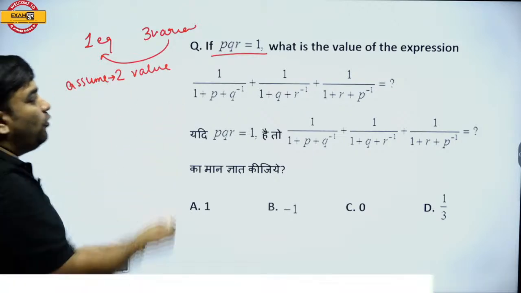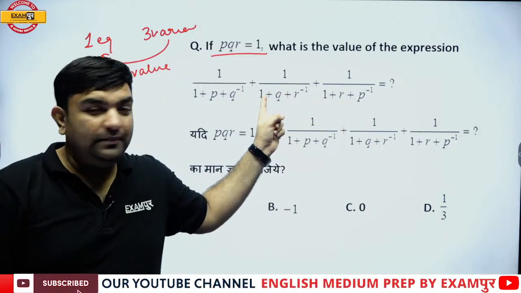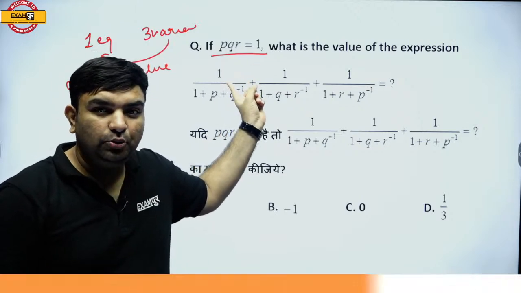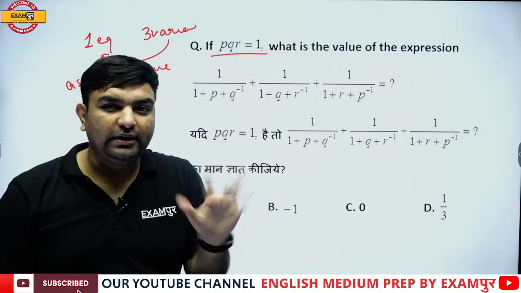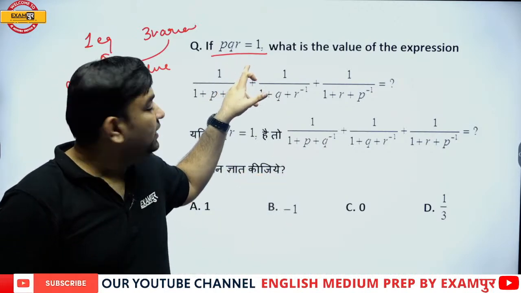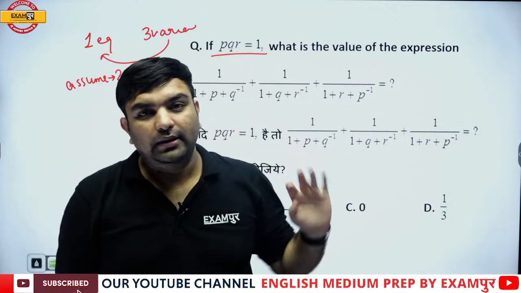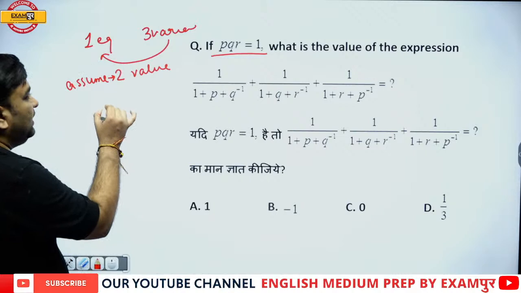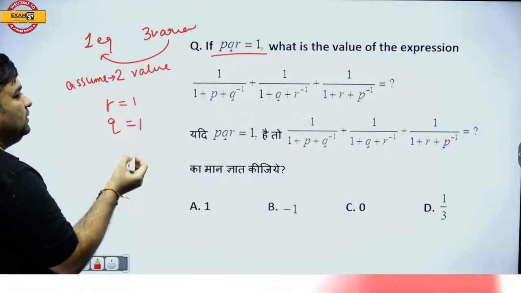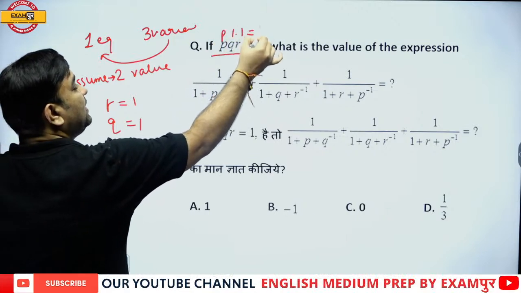So if you assume any of them as 0, then what will happen? The entire left hand side will become 0, and 0 is not equal to 1. So 0 is not the case to be assumed. So we are assuming R is equal to 1, Q is equal to 1. On putting the values, P will come out to be 1.